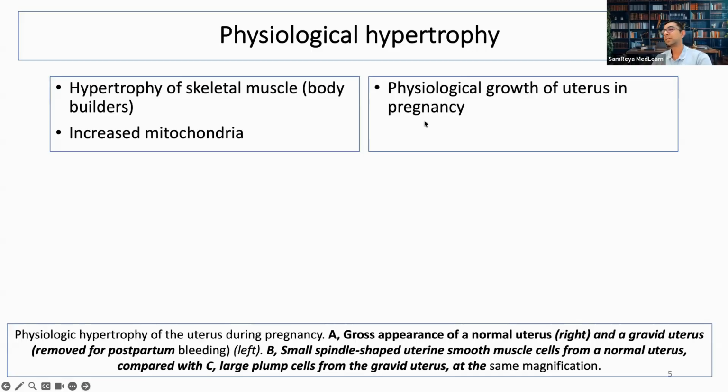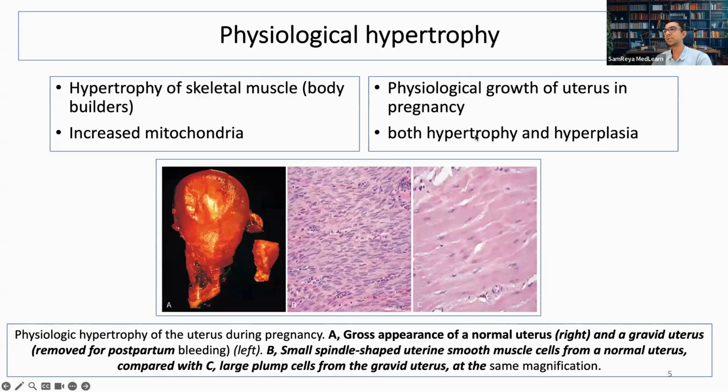This is very interesting. The smooth muscle cells undergo both hypertrophy as well as hyperplasia. I have put up a picture from your Robbins textbook here just to show you. This is a gravid uterus, a pregnant uterus here. And this one, the smaller one, is the normal size of the uterus. Do you notice how big it can grow in size? Because this happens during pregnancy.